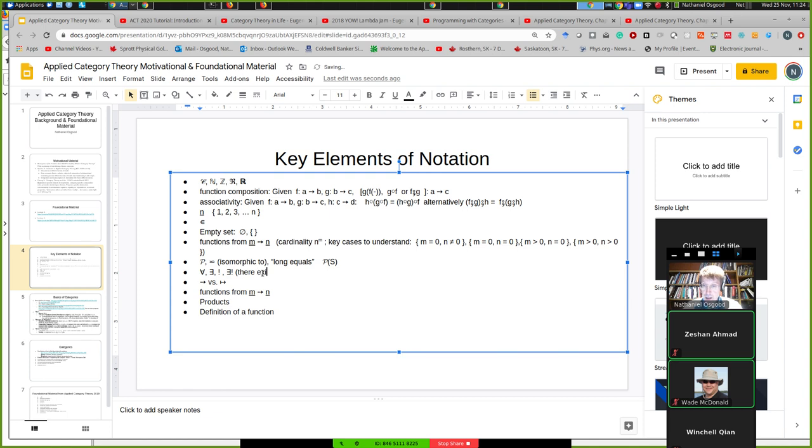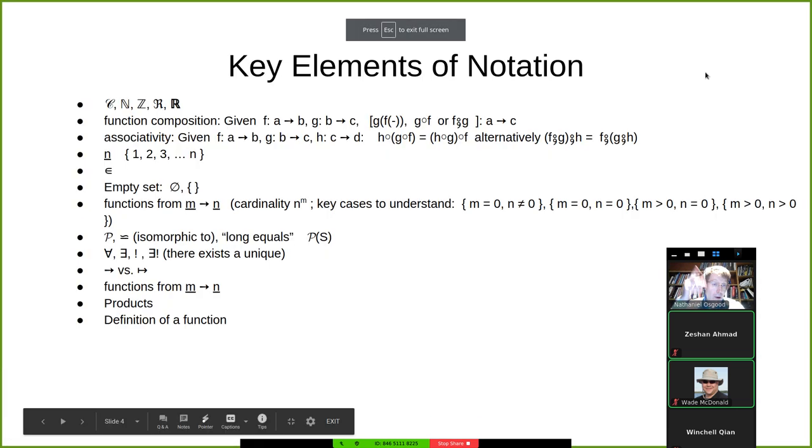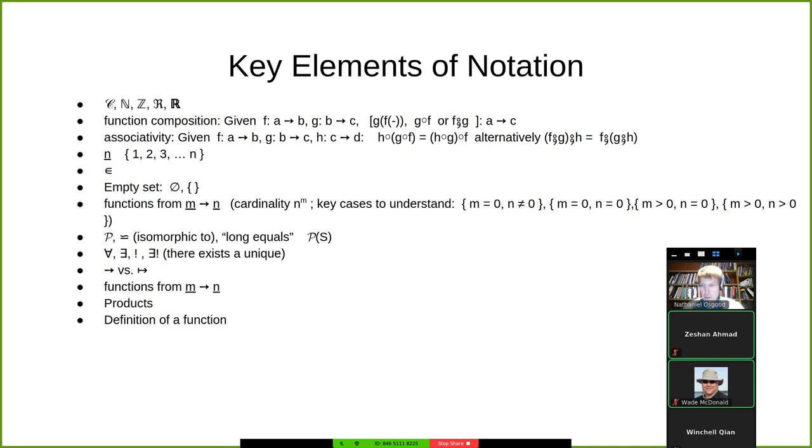There exists a unique, is what it will say. And you'll put it next to an arrow, which is often dotted as well to emphasize this point. It's special. It's a unique one. And there's one and only one of it. And it's guaranteed to exist.